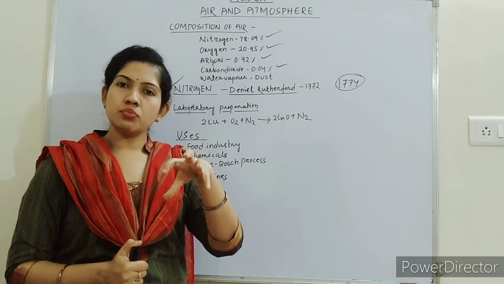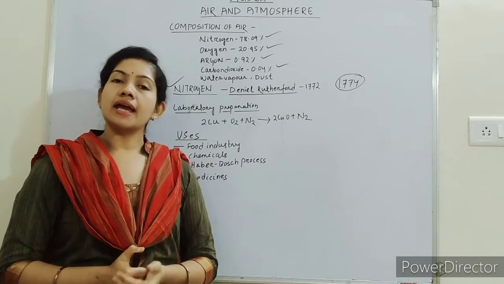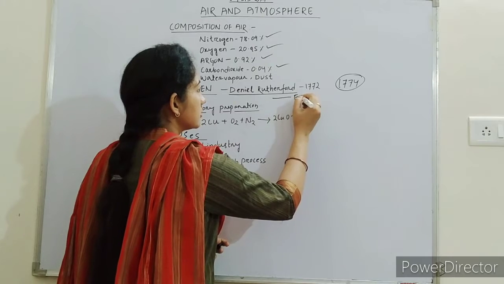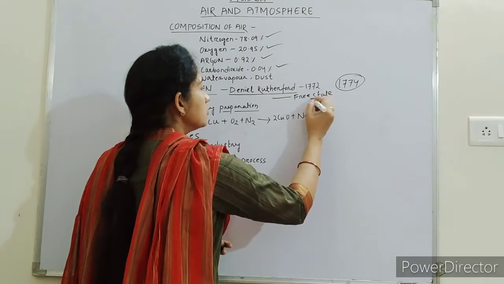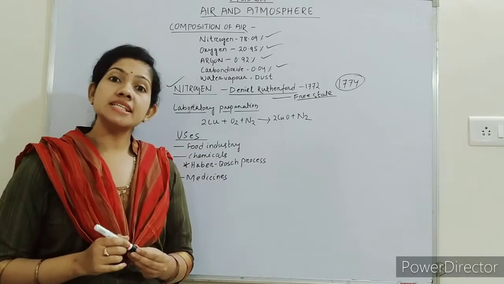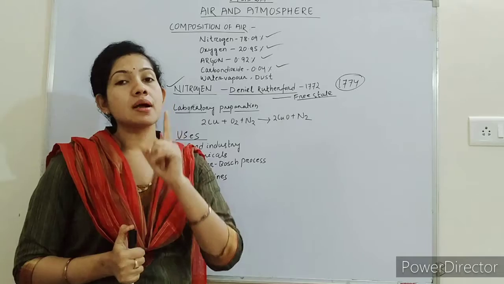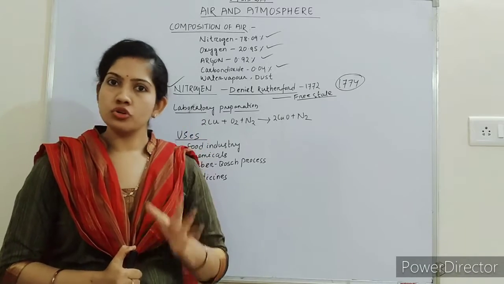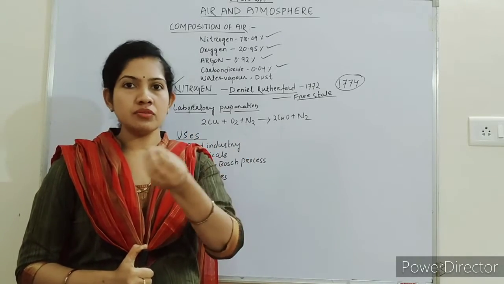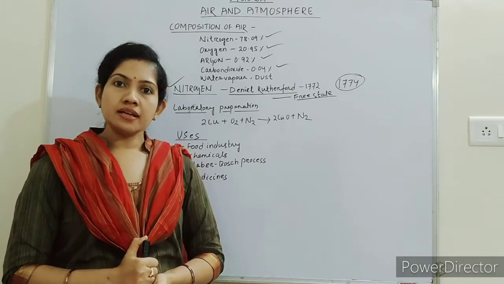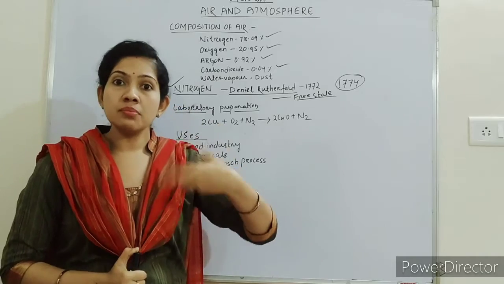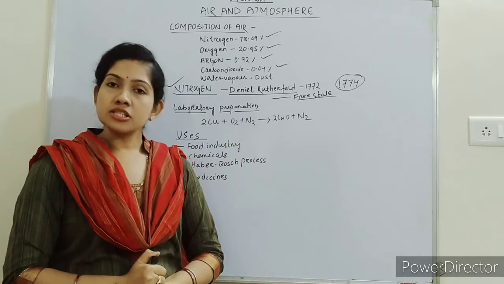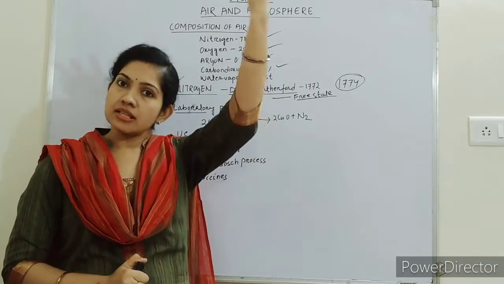Let me tell you some important criteria of nitrogen. The first one: nitrogen is present in free state in the atmosphere. In which state? Free. What do you mean by free state? Nitrogen is present in free state in the atmosphere, means it cannot combine with other gases. As carbon can combine with oxygen to form carbon dioxide, hydrogen can combine with oxygen to form water. Like that, nitrogen by itself cannot react with any other gases unless we make it react. That's why it is present in free state in the atmosphere.